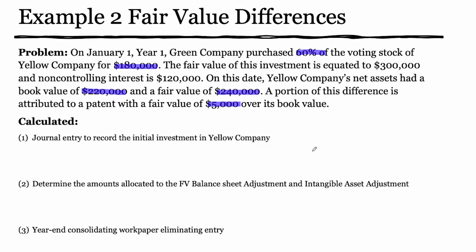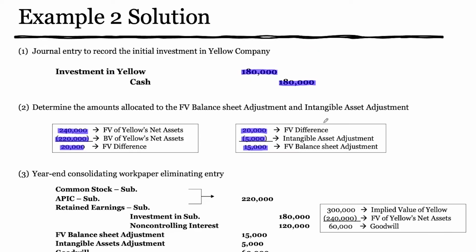Now finally, taking a look at the last question here, the year-end consolidating work paper eliminating entry. Well, just like in the last problem, we're going to find out Yellow Company's net assets had a book value of $220,000, which we know is being allocated to the subsidiary's common stock, as well as additional paid-in capital, as well as the retained earnings amounts. So if we take a look at our solution here, we're going to debit out common stock of the subsidiary, the additional paid-in capital of the subsidiary, as well as the retained earnings of the subsidiary for $220,000, or the subsidiary's net book value net assets.